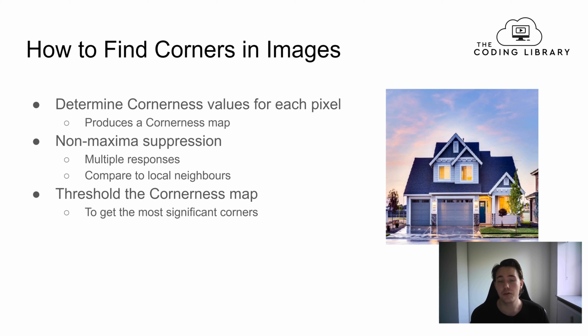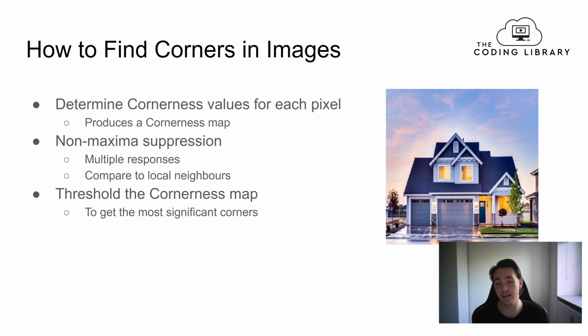So how can we find corners in images? First of all, we're going to determine a corner value for each pixel, so we can produce a corners map. So we're just going to look at all the pixel values in our image, and then determine a corner value, so we can say whether this is a corner or not. So we set up a corner value for each pixel.